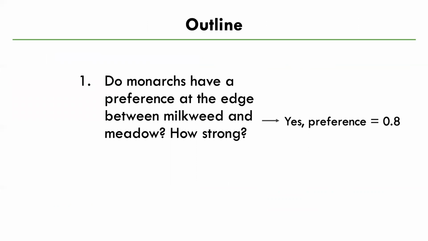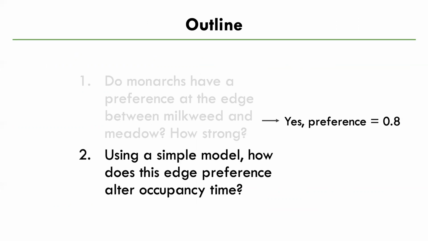So do monarchs have edge preferences? Yes, they do. And the preference we estimate is about 0.8 on a scale of 0 to 1. Next, we're going to address the ecological consequences of this using a simple model.